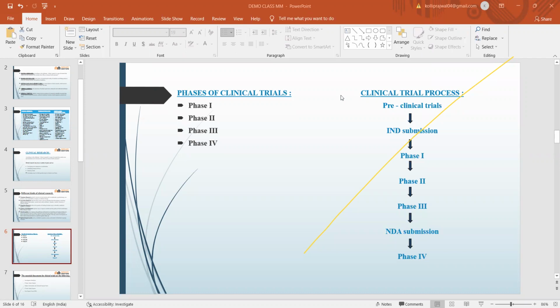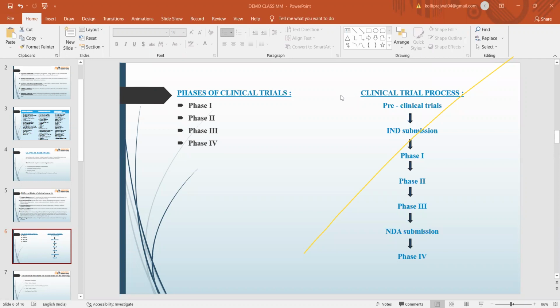Then we are going to conduct phase 1, then phase 2, and then phase 3. When we complete these 3 phases, we will have to submit an NDA, a new drug application, to the regulatory bodies. Only after getting the NDA approval will we go for phase 4, that is post marketing surveillance. Only after getting the approval for the NDA can we launch that drug in the market.